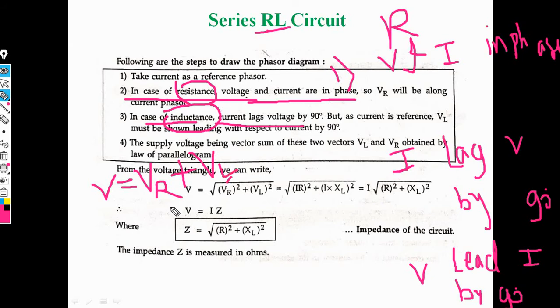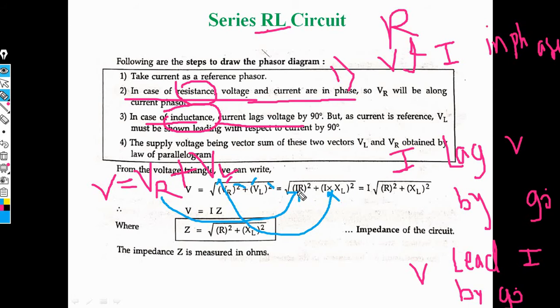Okay, that is V is equal to VR plus VL. Here the square root and the square get cancelled, and we obtain V is equal to VR plus VL. Then put the value of VR as IR and the value of VL as I into XL. Now that is the square root of IR square plus I into XL square.